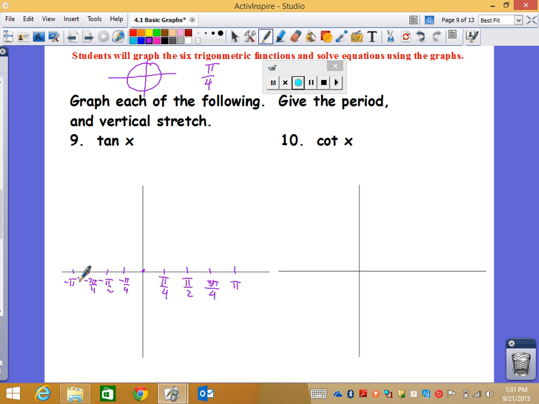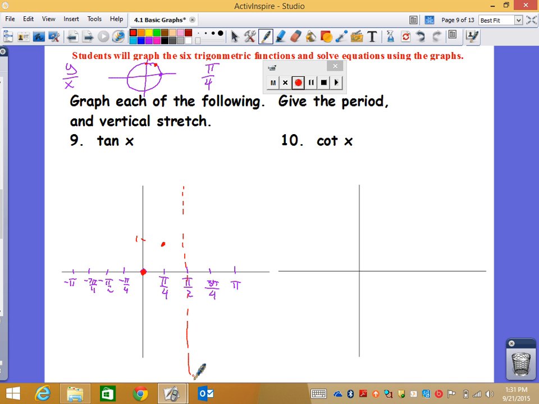So let's think about what happens to tangent. Remember, tangent is y over x. So at 0, I have a y value of 0, x value of 1, so I'm at 0. Let's use a different color here. What about at pi over 4? Well, pi over 4, we know that the y value is 1, the x value is 1. You can think about your special triangles for that. So I have a value of 1 here. What about pi over 2? Pi over 2, the y value is 1 divided by an x value of 0, which is undefined. There's actually what we call an asymptote here.